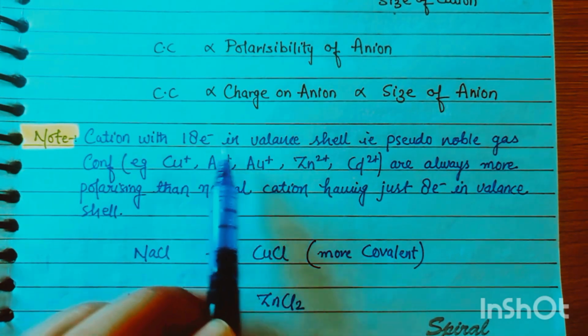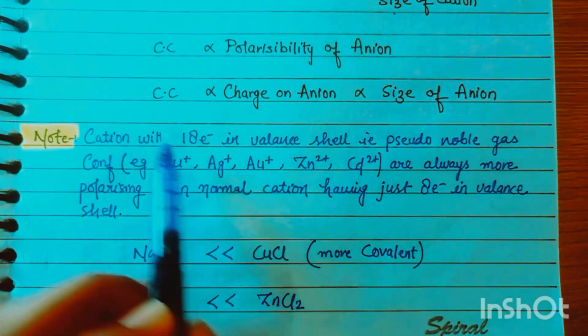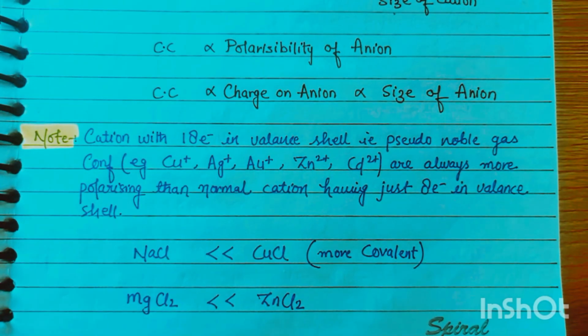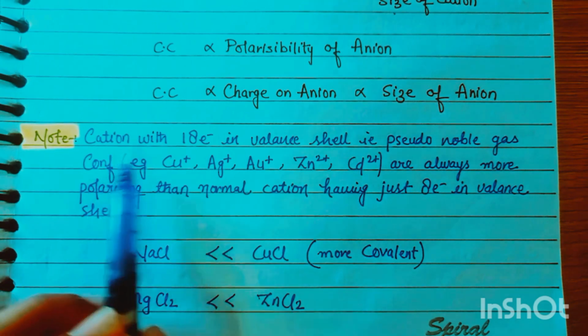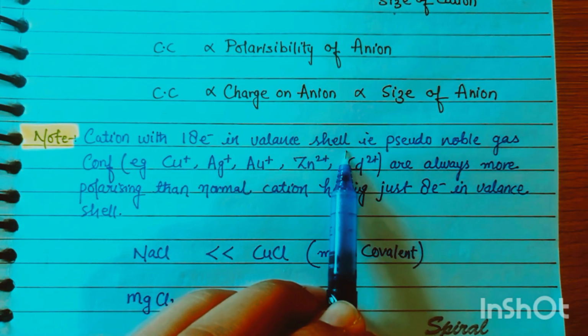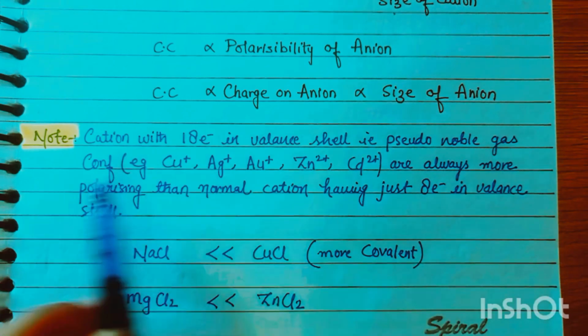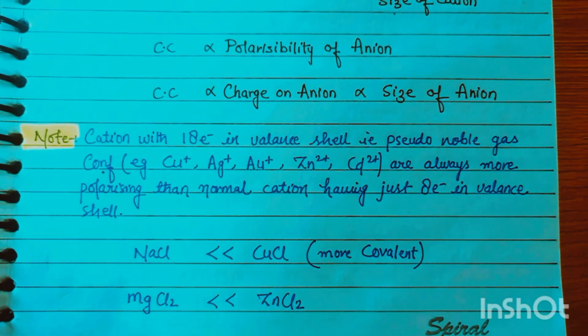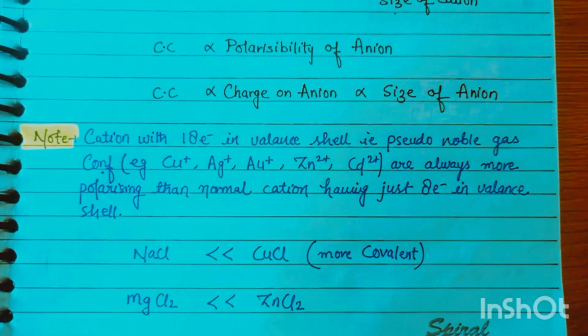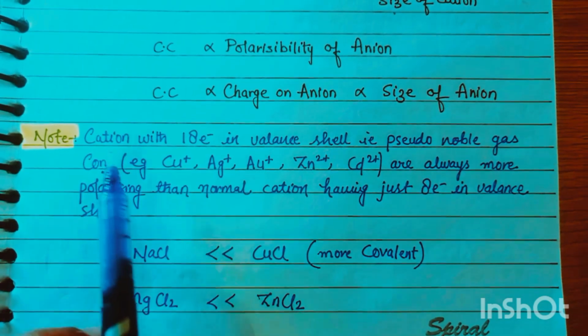Cation with 18 electrons in the valence shell. You know, if there are 8 electrons in the valence shell, what we say? Octet is complete, or the noble gas configuration. But if there are 18 electrons in the valence shell, you are thinking, sir, it's not generally possible. So I'm using the word pseudo noble gas configuration, not real, or the fake noble gas configuration. It is possible only for the d block elements, that is, the transition elements.